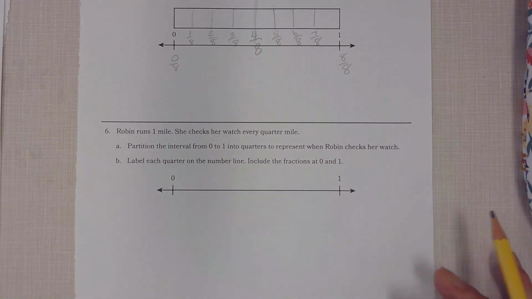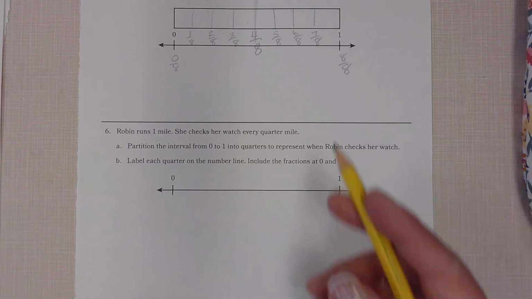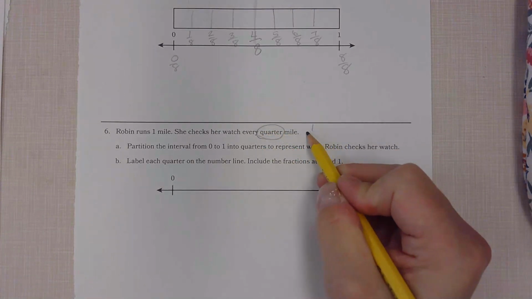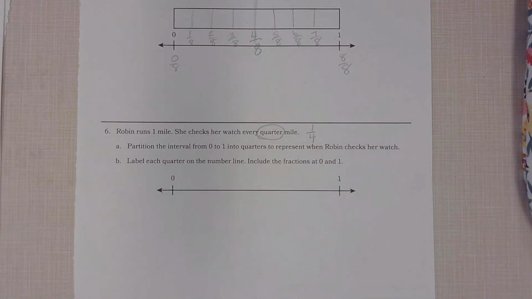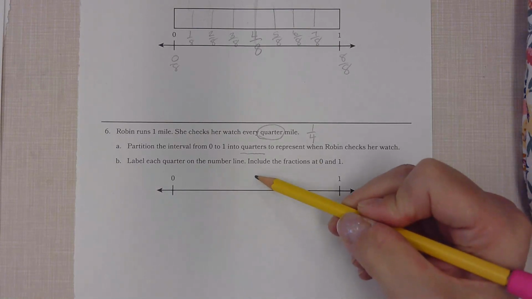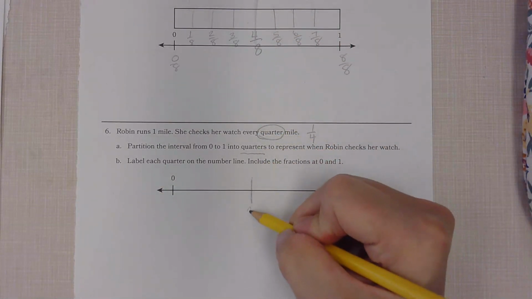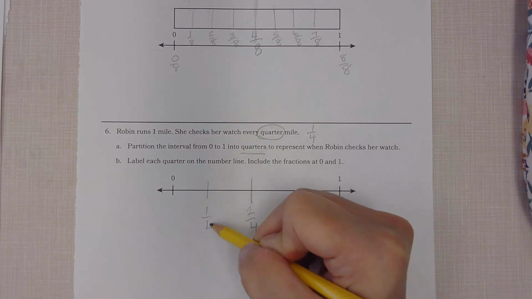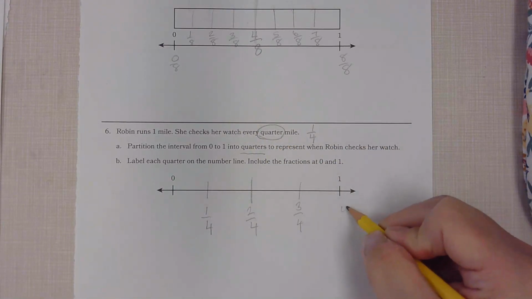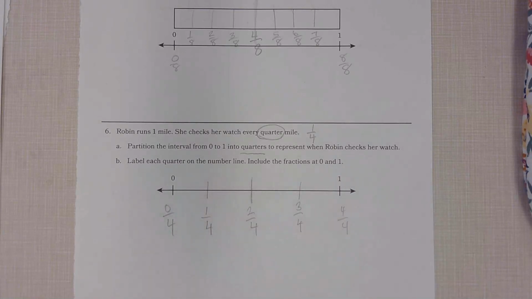Okay, looking at number 6. Robin runs 1 mile. She checks her watch every quarter mile. Partition the interval from 0 to 1 in quarters to represent when Robin checks her watch. Again, let's take a look and see. We want it to be about half. We can match it up with what's up there. So that would be 2 pieces out of 4. Then we can backtrack. 1 piece out of 4, 3 pieces out of 4, 4 pieces out of 4, 0 pieces out of 4. So we partitioned it and we labeled it. Okay, make sure you're answering both questions.